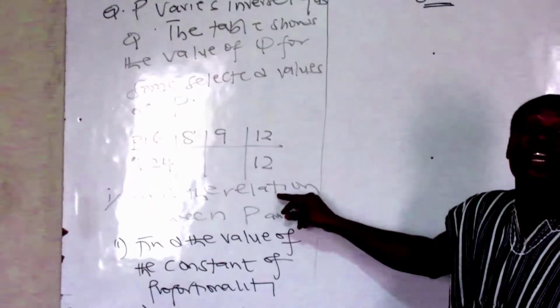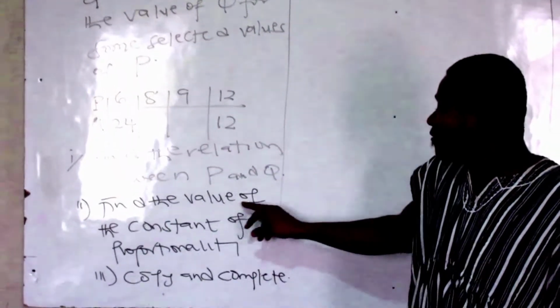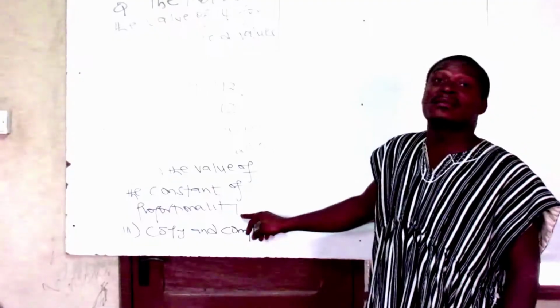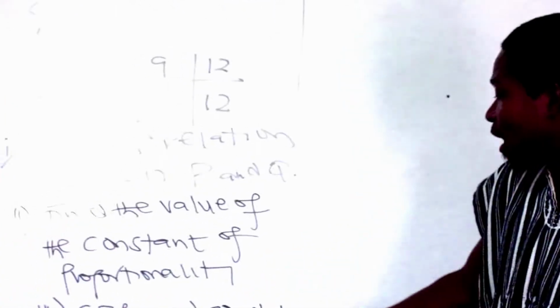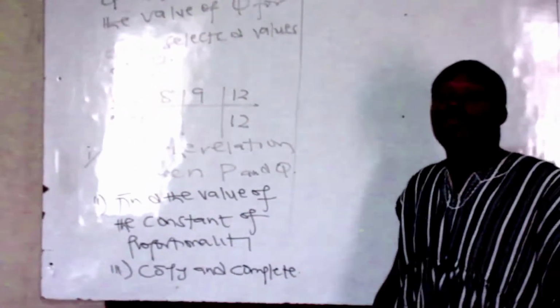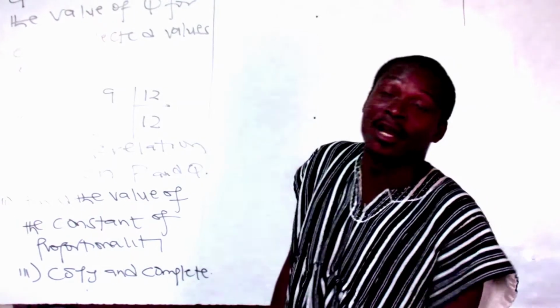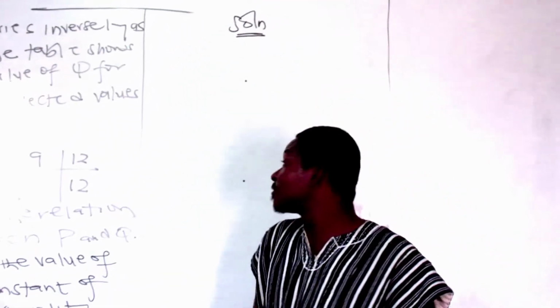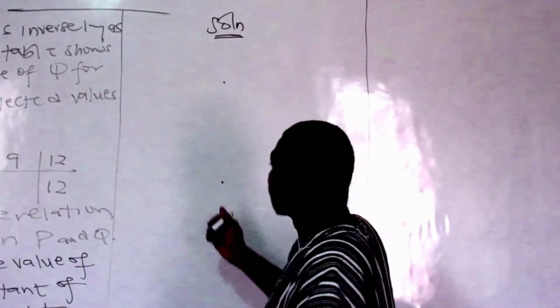This relation happens to be the equation. Find the value of the constant of proportionality. That is K. Copy and complete the table, right? Where copy and complete the table does not mean you can copy your friend, right? No. Copy and complete the table yourself. I think I should have qualified this. Okay, now let's go.